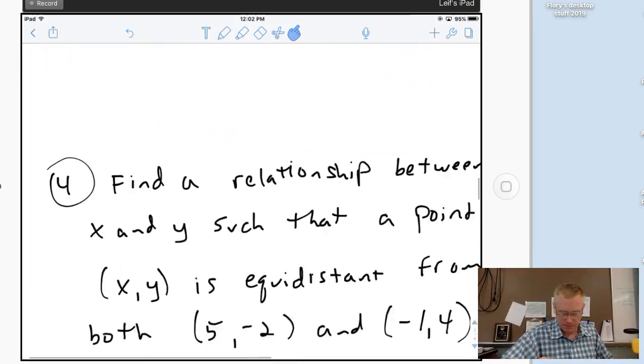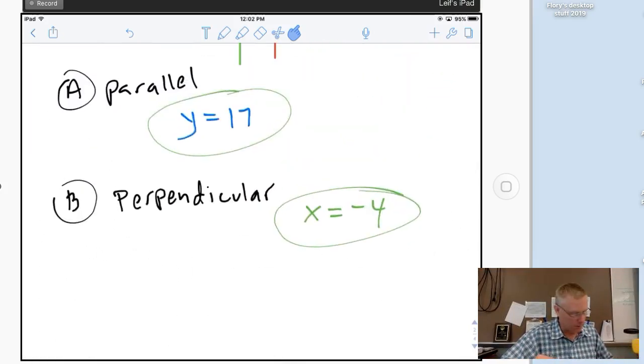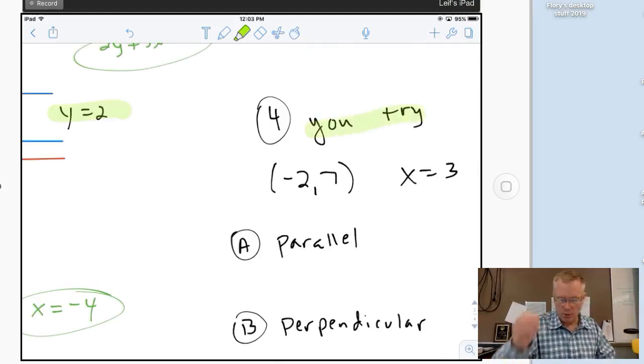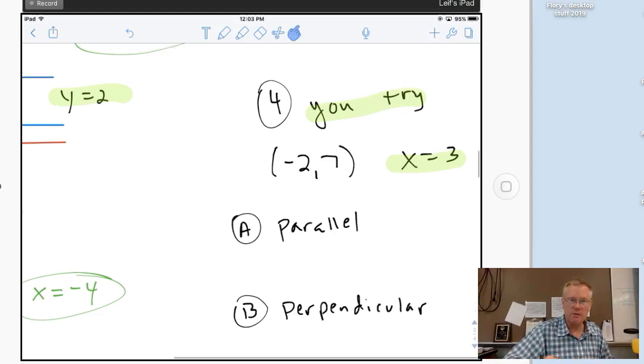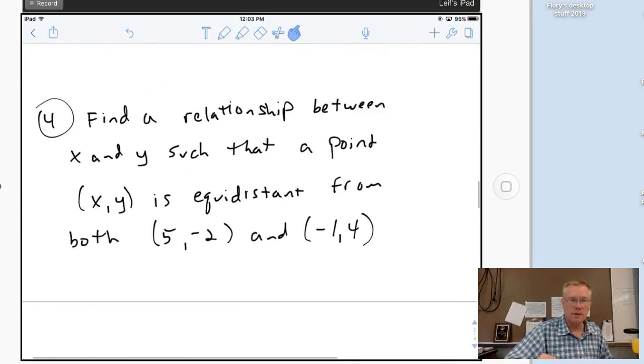The next one, I think I missed one here. The next one's a u-try. All right, so the next one's a u-try, and this is the one right here where the point that you have to go through is negative 2, 7, and the equation is x equals 3. All right, and I want you to come up with the parallel line and the perpendicular line for x equals 3 that goes through the point negative 2, 7. All right, there's your u-try, and I'll move on.